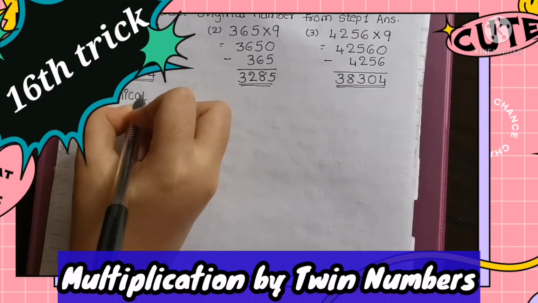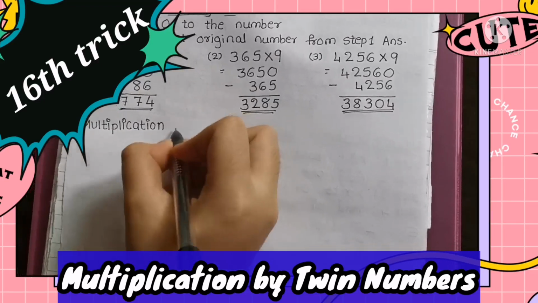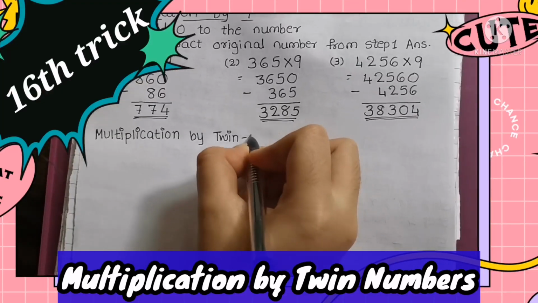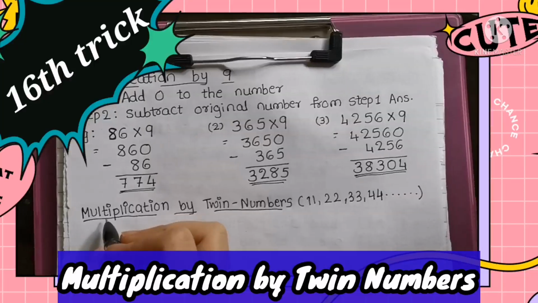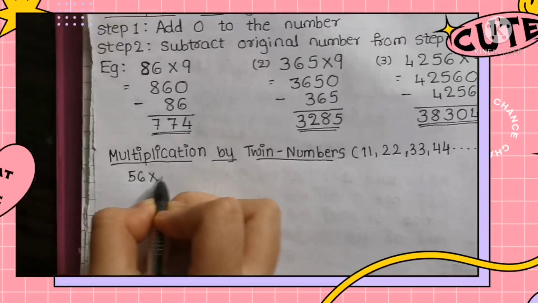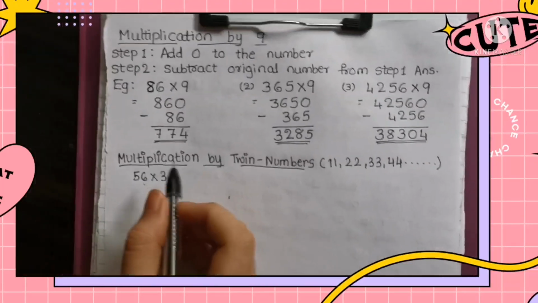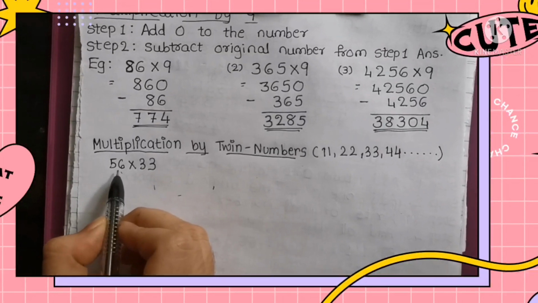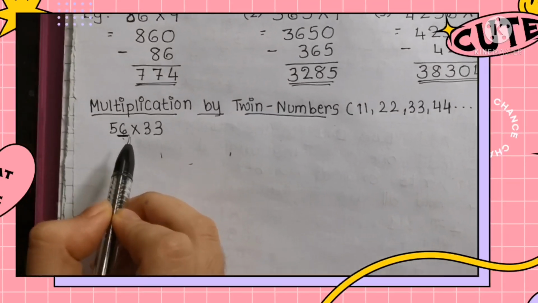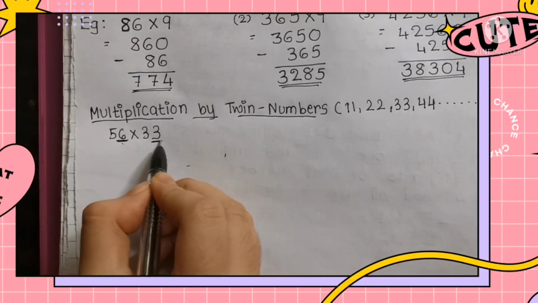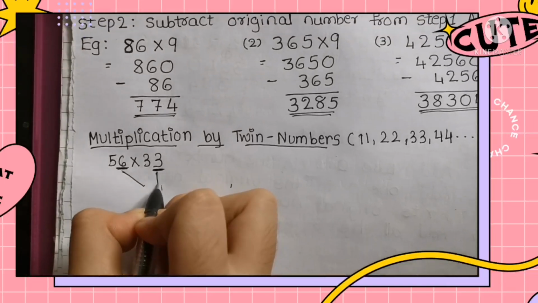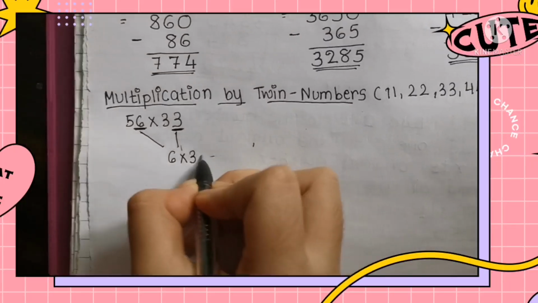So now our next trick is multiplication by twin numbers. Twin numbers means same numbers. For example, 22, 33, 44, 55, 66 are all twin numbers. Let's take an example. We will take the number 56 into 33. So first, in number 56, we will multiply the unit digit, which is 6, of 56 to the unit digit of 33, which is 3. So after multiplying, we will get 6 into 3, which is 18.